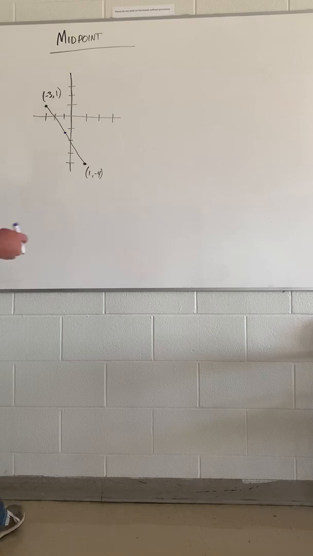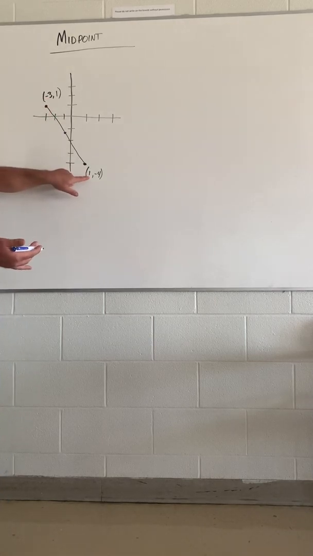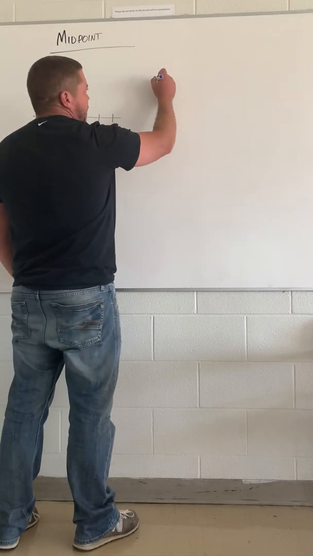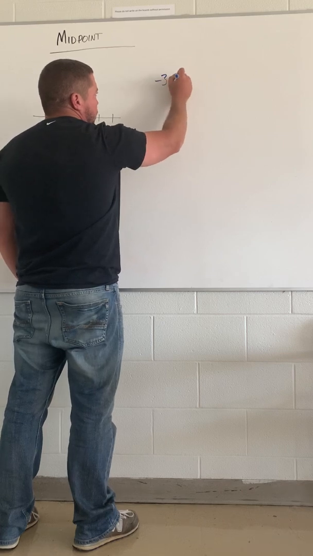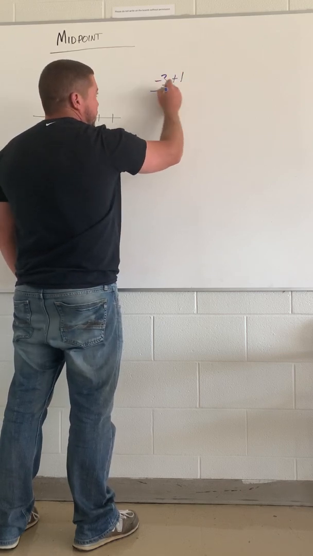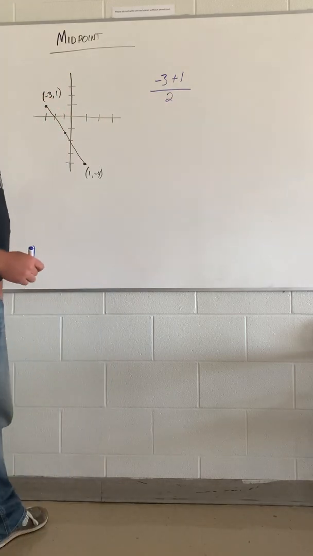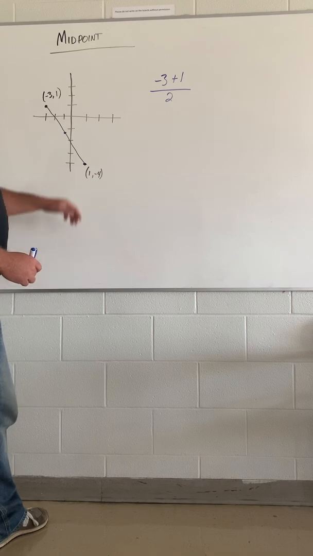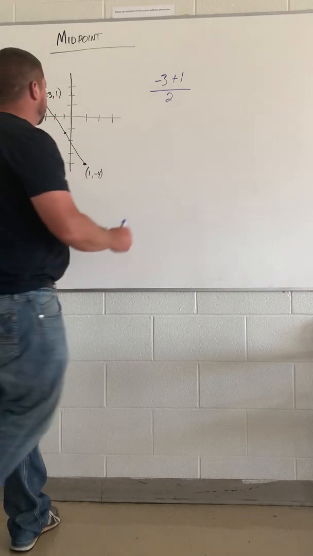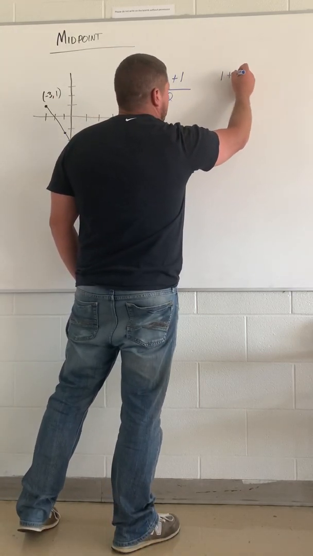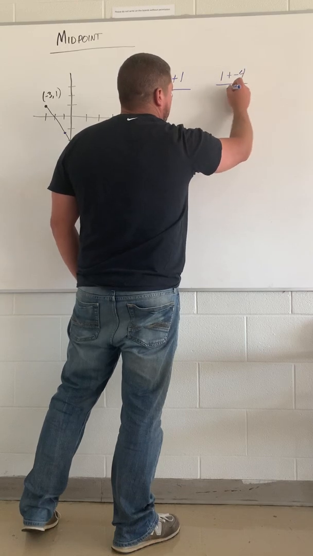So to find our midpoint, we're going to add our x values and then find the average of it, because the average is going to be dead in the middle. So if we take our first x and we add our second x, and I've got 2 points here, so I'm going to divide by 2 and find the average of those 2 points. Okay. For my y value, I'm going to add my 2 y values and take the average. So 1 plus -4 divided by 2.